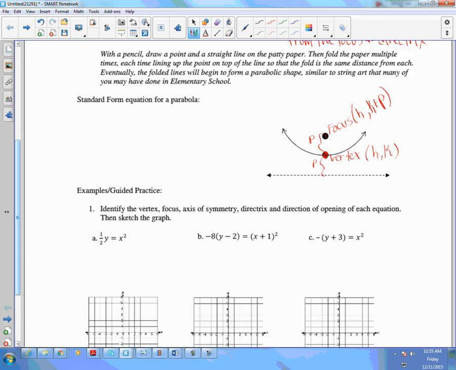Now the focus is a point, but the directrix is a line. When we're concave up or down, it's a horizontal line. So we think of a horizontal line at slope 0.